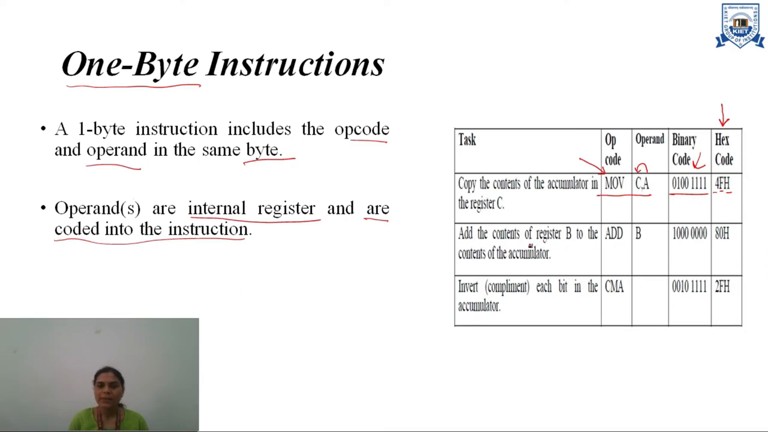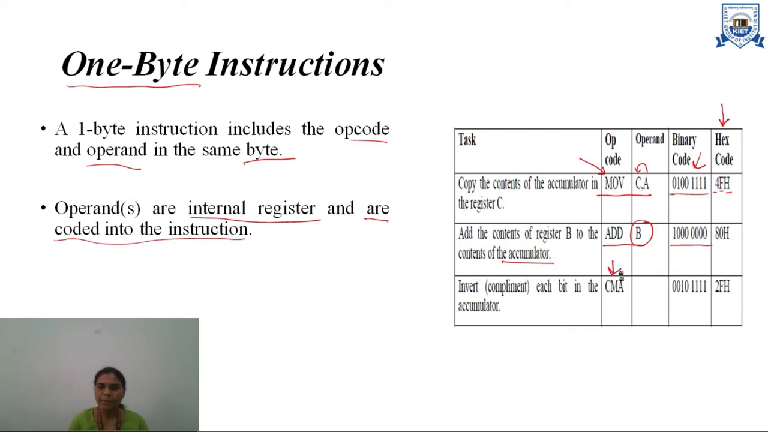Next example is add the content of register B to the content of the accumulator. So here we can take another example as ADD B. Here only one operand is specified. That means the other operand is implicit, and this operand is stored in the accumulator.